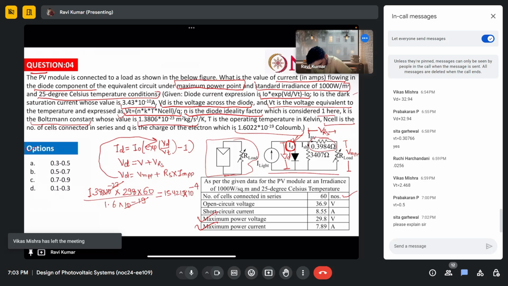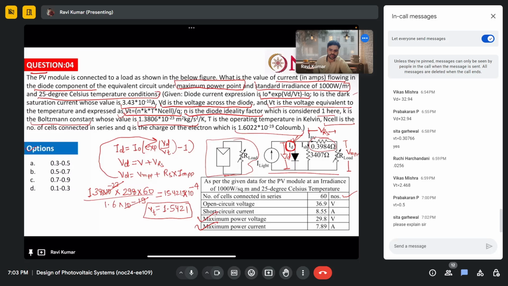5421.5 equals 1.5421. This is the VT which I am getting. Now use this VT and calculate ID, and if you are having problem in calculating this VT and if you want to ask anything, you can ask here.